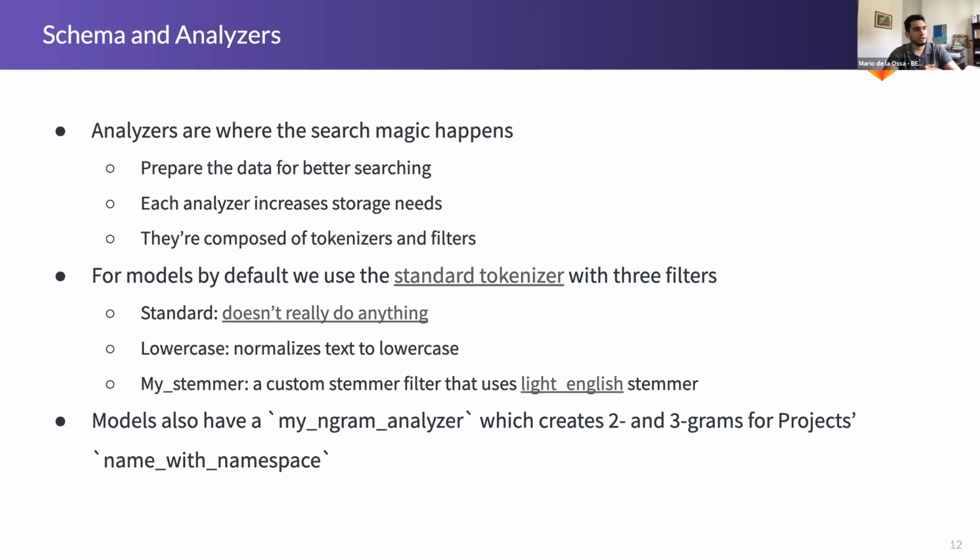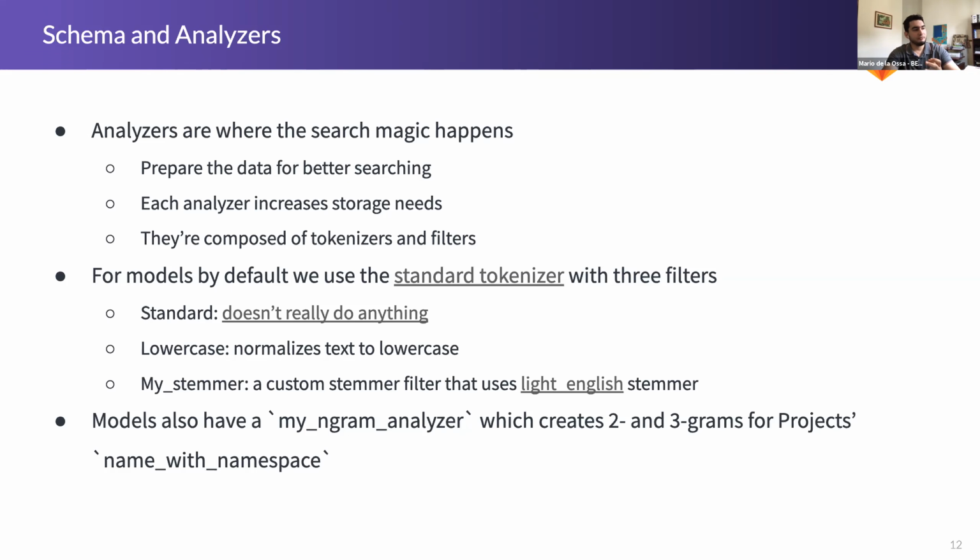For models, we use the standard tokenizer, which is what I was talking about, and we have 3 filters. We have a standard filter, which actually doesn't do much. It's just there for Elasticsearch in case in the future they have to add an extra filter if they need it. Actually, in Elasticsearch 7.0, the standard filter is getting removed. So I guess they never needed it and they noticed that they can just remove it.